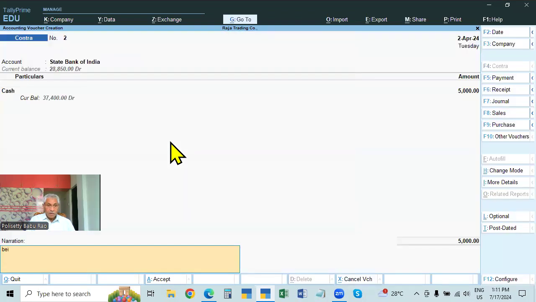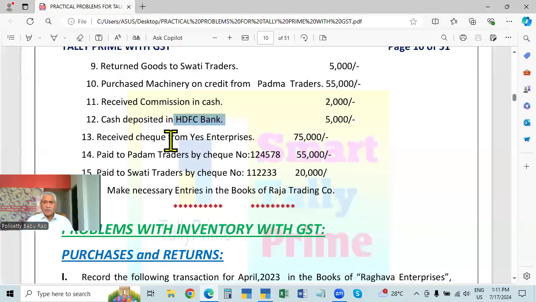Then, being cash deposited in bank. The name is not needed there. Deposited in bank. Deposited into bank.